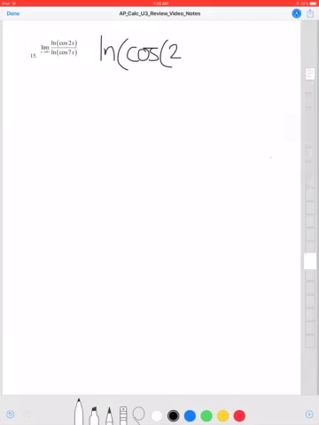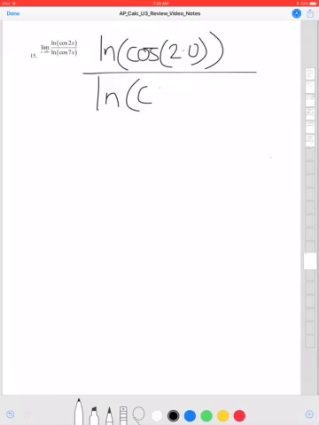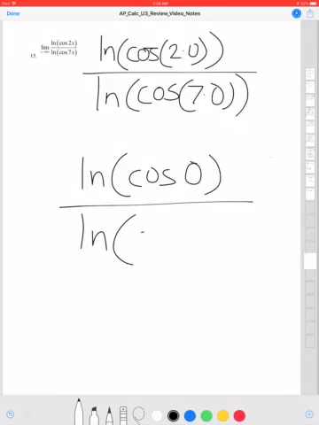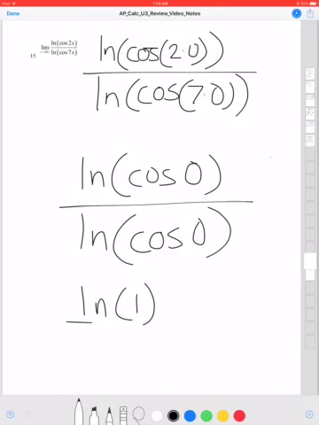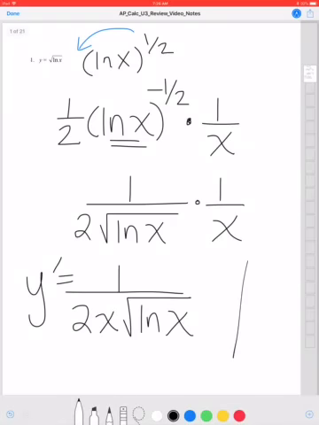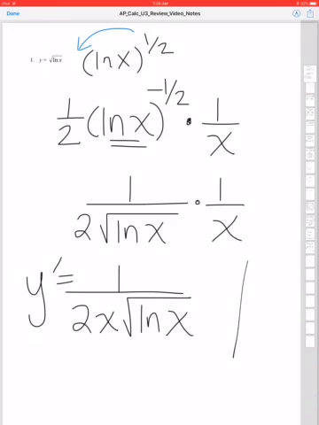We get the natural log of cosine 2 times 0 over the natural log of cosine 7 times 0. So that's the natural log of cosine 0 over the natural log of cosine 0. Right, and you might think that's 1, but wait just a second. The cosine of 0 is 1, and the natural log of 1 is 0. So yes, we're going, oops, sorry about that.